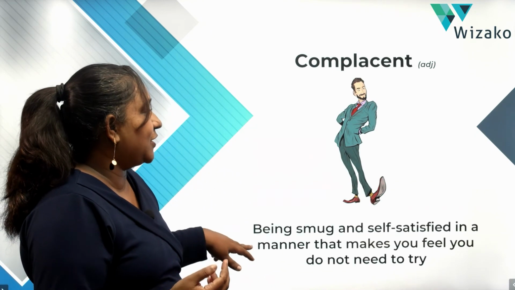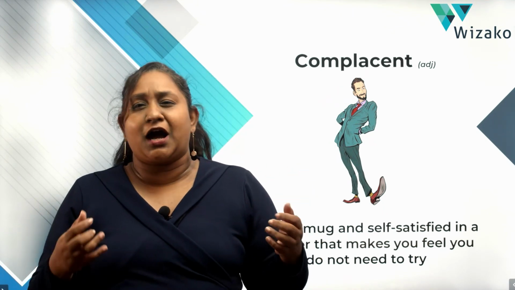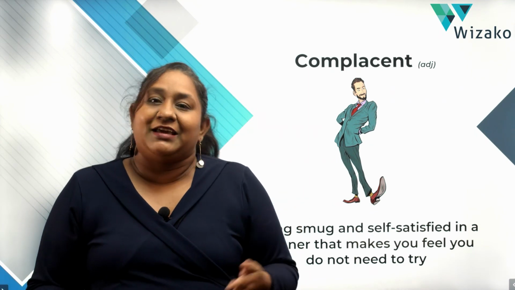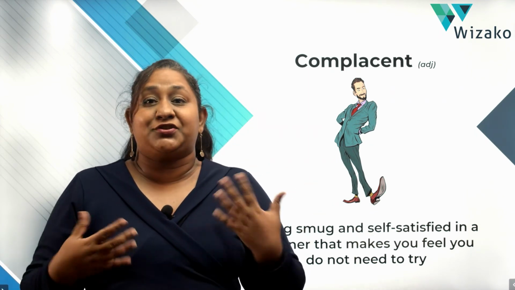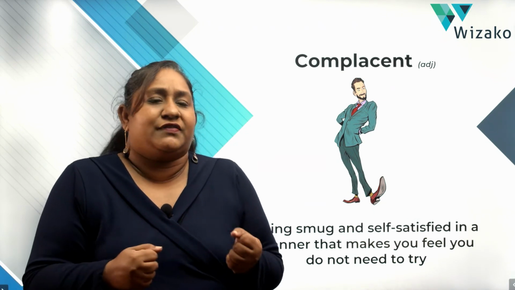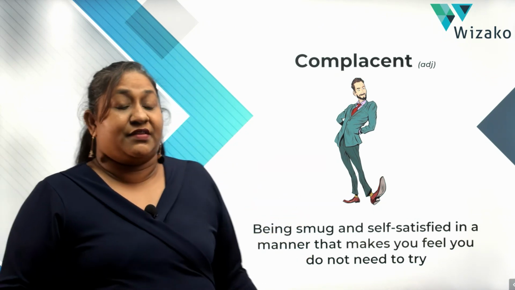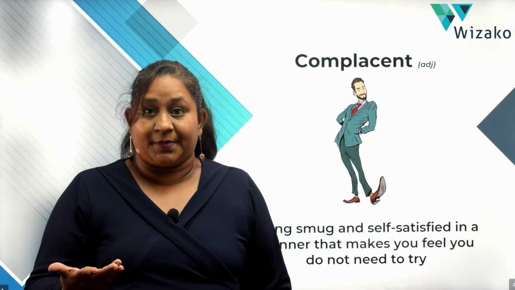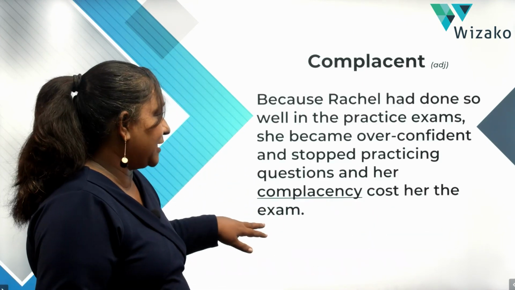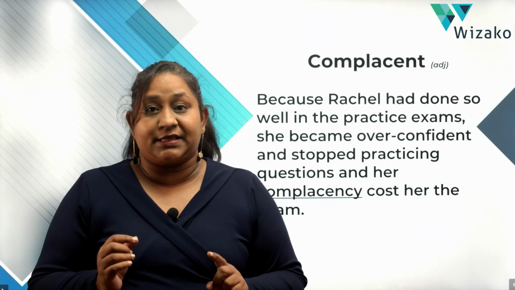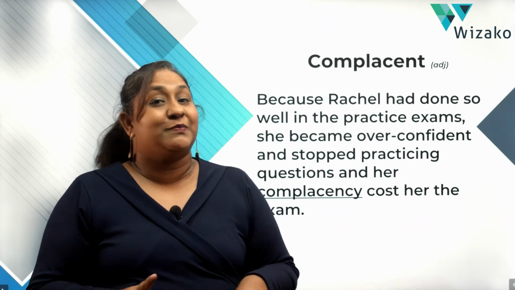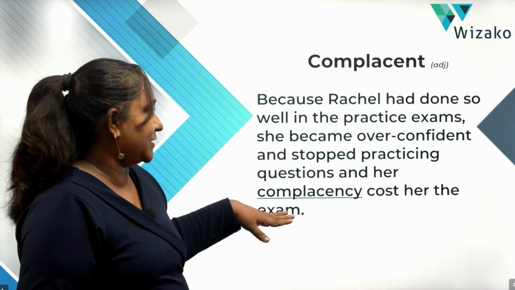Complacent means someone who is so smug, so confident in how good they are in their skills and their abilities, that they actually become lazy and they stop putting in effort and they stop trying. Smug and confident to the extent that you feel that you do not need to try. Now here's an example sentence, a very relatable example sentence. I hope you don't become complacent like Rachel here in the sentence.